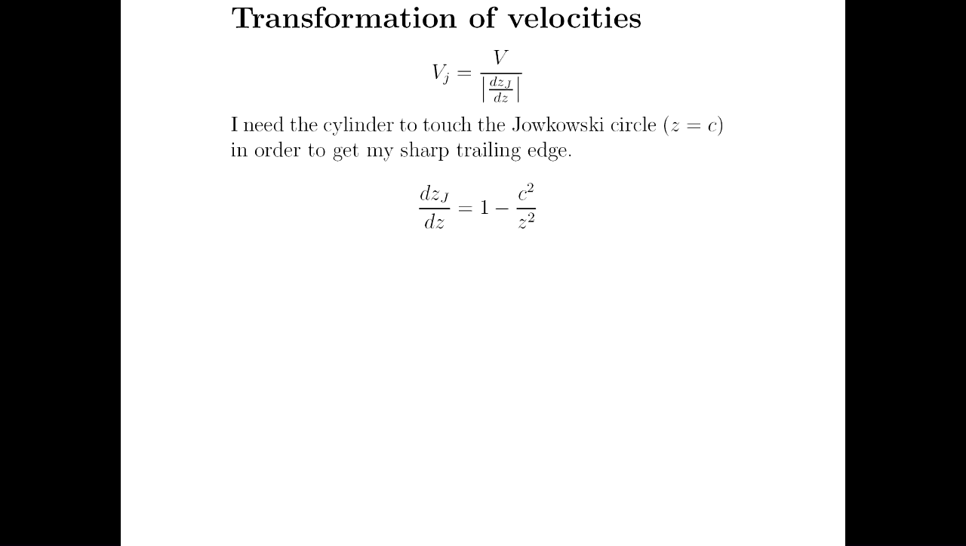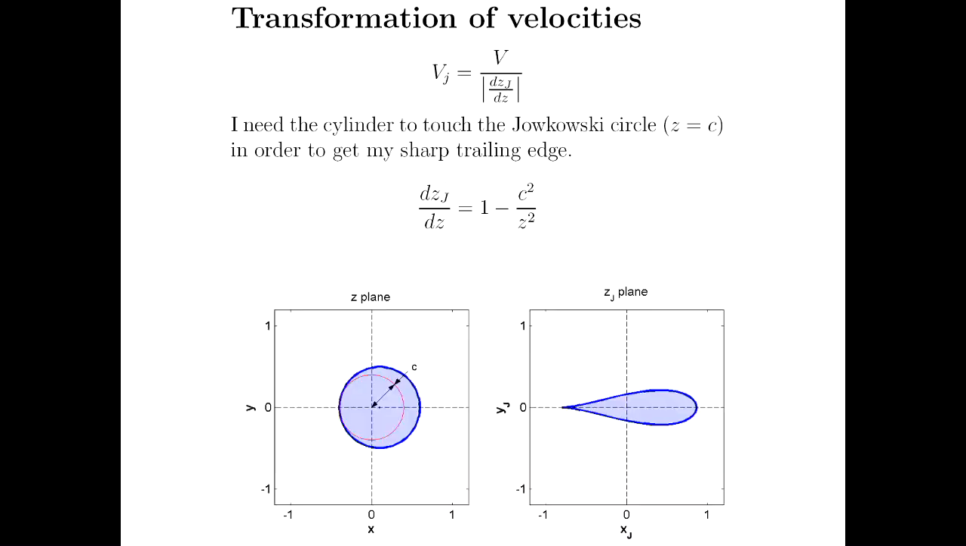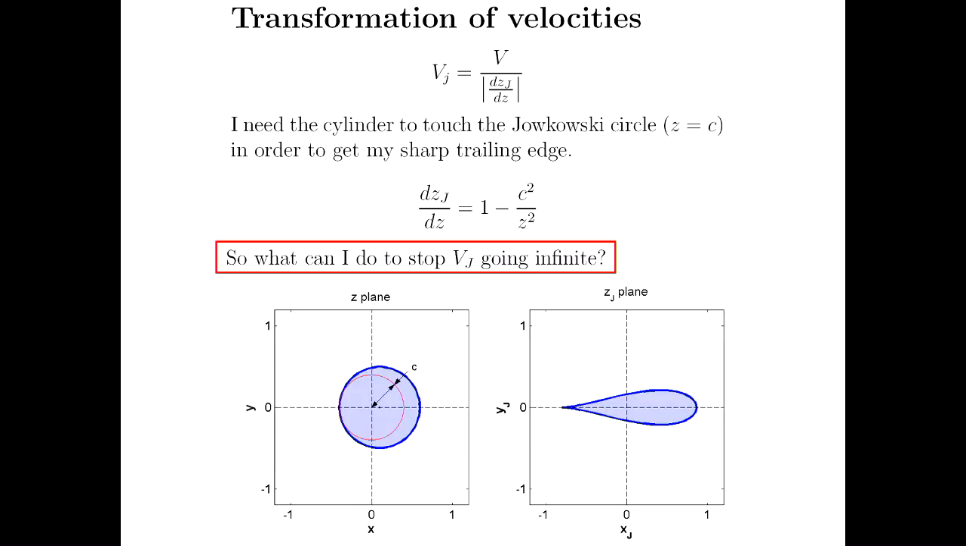Okay, so to get the cylinder to touch the Joukowski circle, to get our sharp trailing edge for the airfoil. So the question then is, what should I do to stop Vj here from going infinite? What do you think I should do to prevent this velocity here from blowing up?